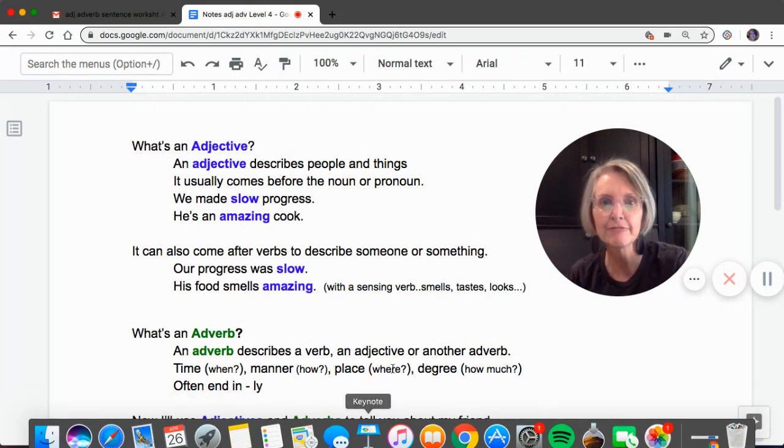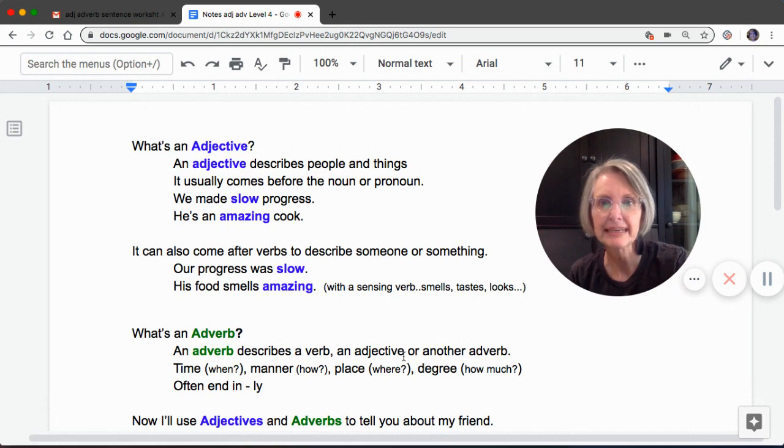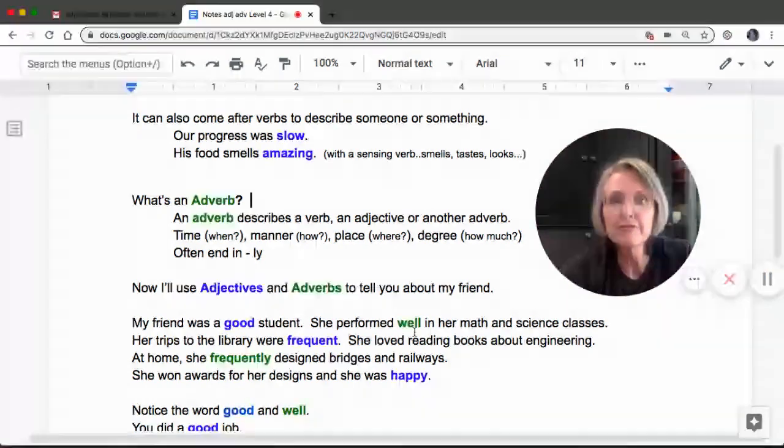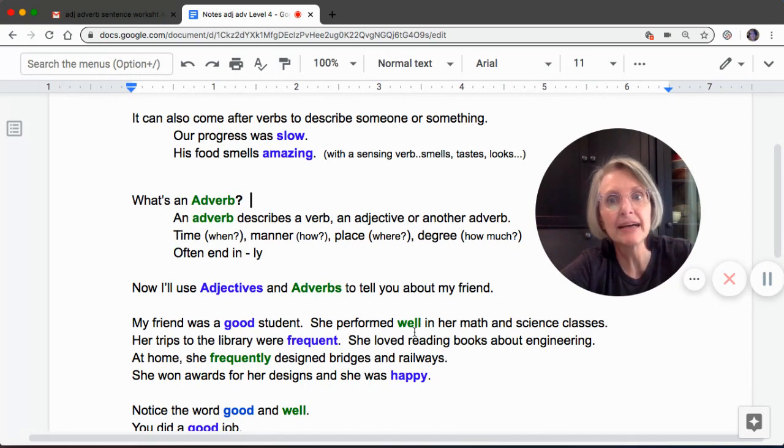Okay, let's look at adverbs. Here I put the adverbs in green. So an adverb describes verbs. I think you know that. It can also describe an adjective or another adverb. Adverbs tell you when or how or where or how much. A lot of times adverbs end in ly.